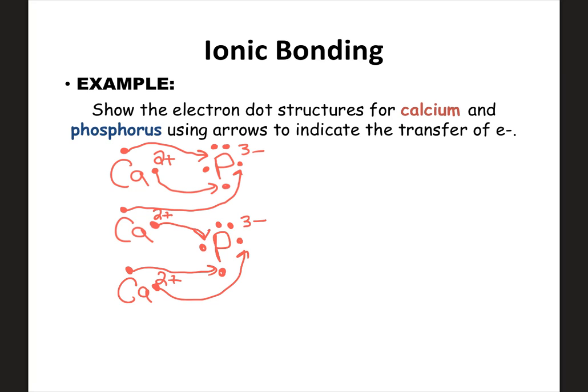At this point, every element in your picture is happy. Okay, there's a charge listed for all the elements. They have reached their noble gas configuration. You are done. All right, so now you're ready to write the formula unit.